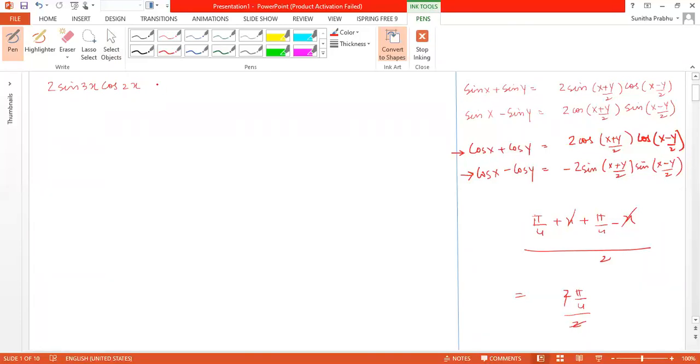Keshav, will you work with me on this? So this 2 sine 3x cos 2x is in the form of 2 sine A cos B. So then it's equal to sine A plus B plus sine A minus B. So it's sine 5x plus sine x. Here you don't need to divide it by 2. What you do is you just say this is 3x and 2x, add them up, A plus B, and take the difference, you will get sine x.